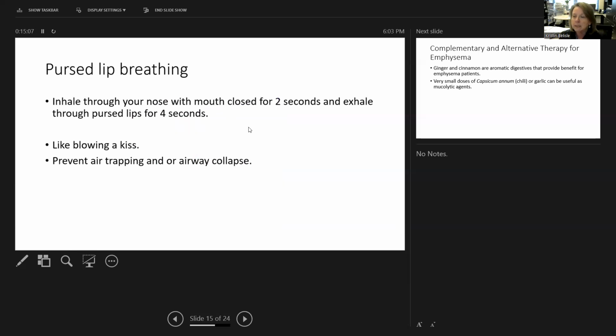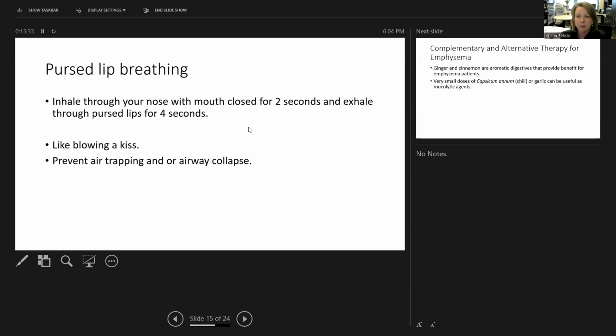Pursed lip breathing. This is something that you want them to do because we want to extend our exhalation. By doing that, we inhale through the nose for 2 seconds and exhale with pursed lips for 4. You want to demonstrate for your patient and have them demonstrate back that they know. It's like blowing a kiss.